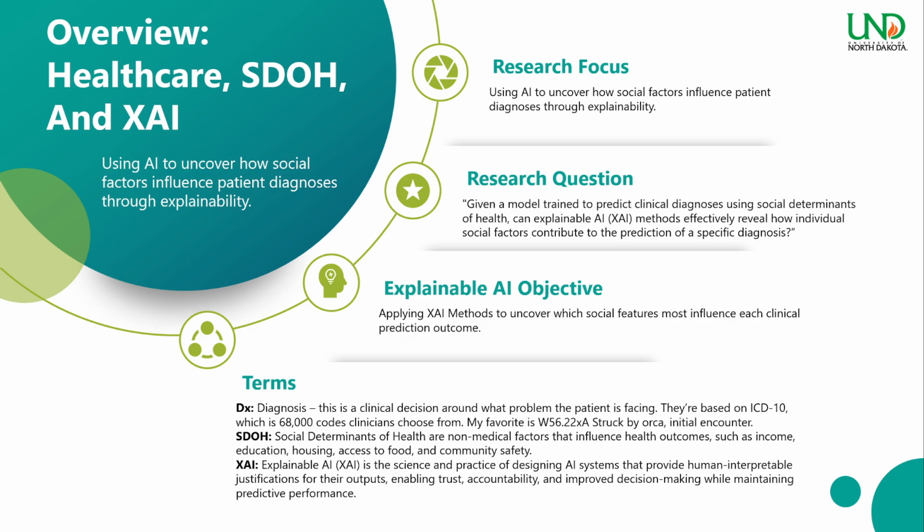So SDOH, or social determinants of health, refer to non-medical factors that shape health outcomes, things like income level, housing stability, access to nutritious food, reliable transportation, and education. These are upstream social forces that shape downstream clinical realities. And then XAI, or explainable AI: I actually don't like anyone else's definition of explainable AI, and arguably true explainable AI doesn't exist yet. But that said, my definition of explainable AI is the science and practice of designing AI systems that provide human-interpretable justifications for their outputs, enabling trust, accountability, and improved decision making while maintaining predictive performance.